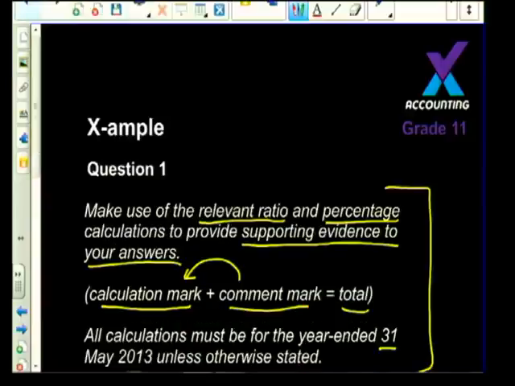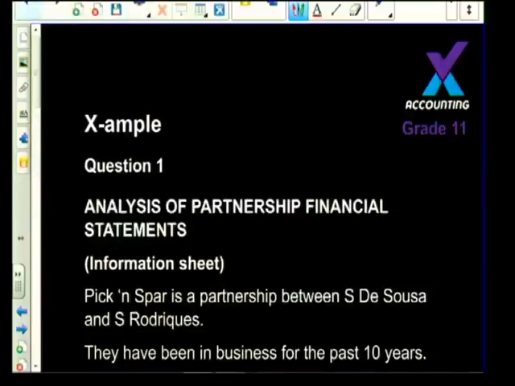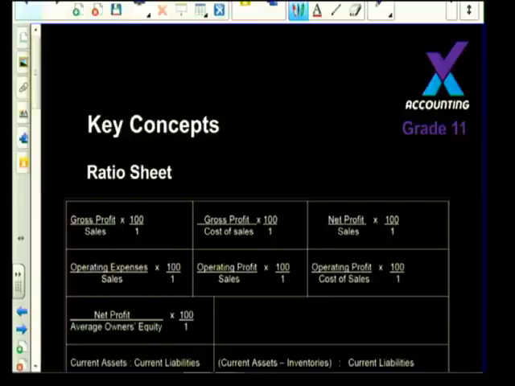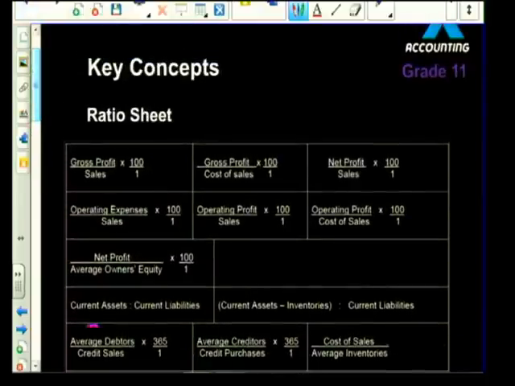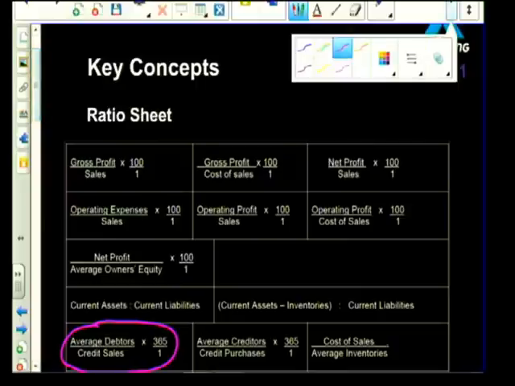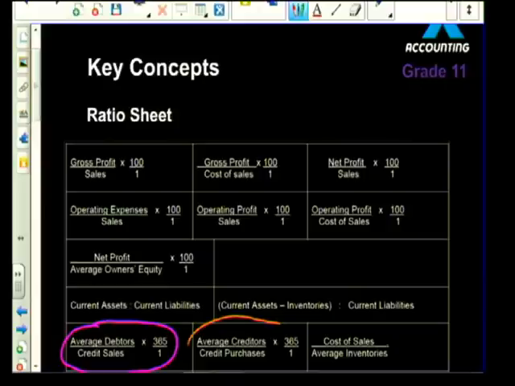On our formula sheet where we have all the formulas, you'll be able to spot the relevant ratio. That ratio is this one here, the average debtors over credit sales times 365. That's the debtors' collection period. And on the other side, the average creditors over credit purchases times 365 is the creditors' payment period. These are the two ratios that we're going to use. Let's do the debtors' collection period first.